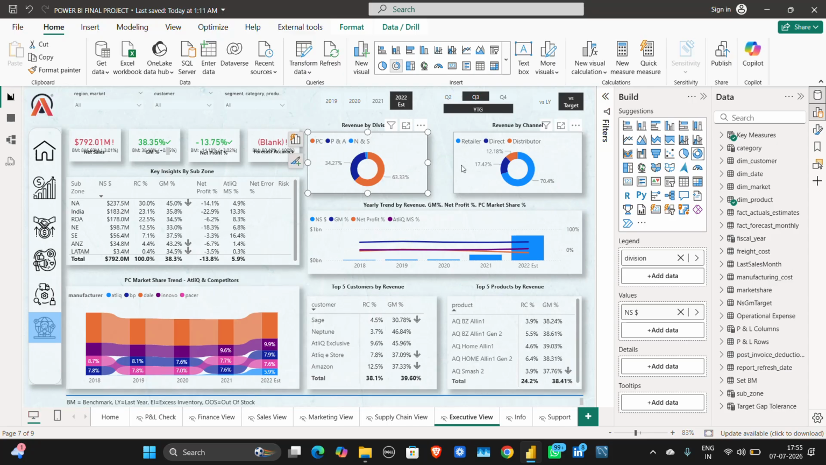So overall, this executive view brings together the company's most important business metrics into a single dashboard. Instead of switching between multiple reports, executives can instantly evaluate financial performance, regional performance, market position, customer, and product contribution. This enables faster, data-driven strategic decisions and provides leadership with a complete picture of how the business is performing today, while also supporting future planning.